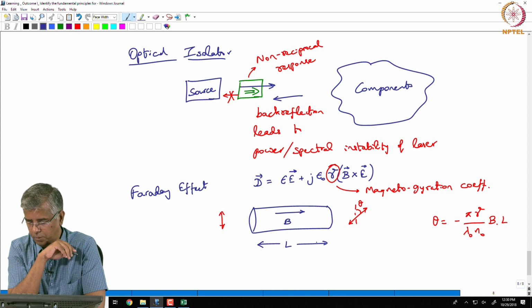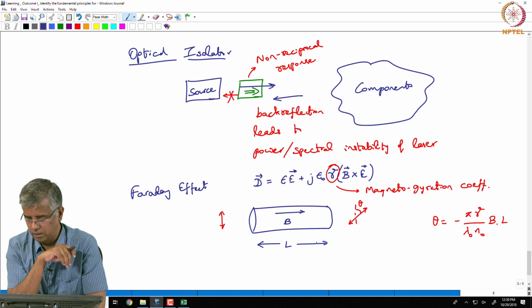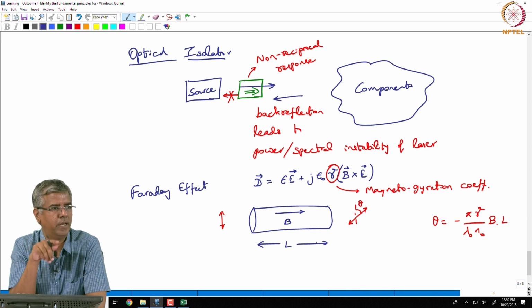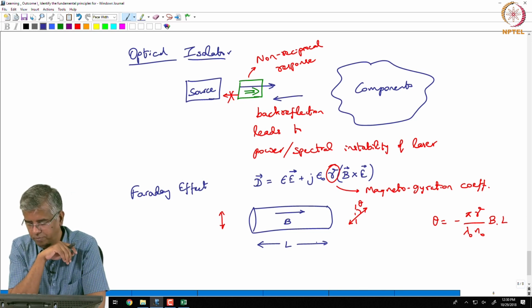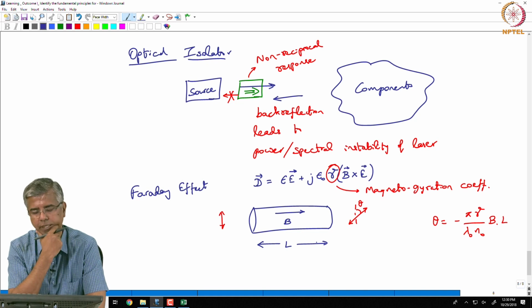Okay. So, in the presence, essentially what we are saying is, in the presence of an external magnetic field, your light polarization, which corresponds to the electric field of your wave, that polarization is going to get rotated. Okay. And how much it rotates depends on the strength of the magnetic field or the extent of the interaction, the interaction length.